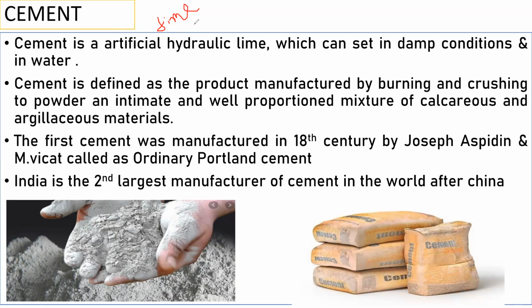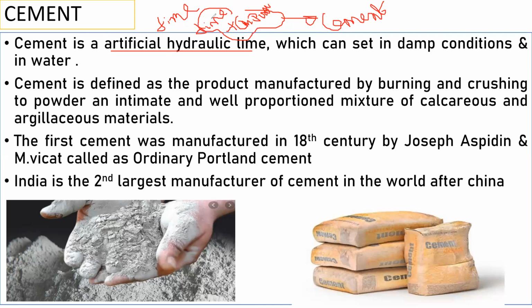In that, we make use of lime anyhow. We are going to make use of lime in the cement, along with which we add certain impurities. As a result, the quick setting of the lime happens. So that is the reason I have written it here: cement is an artificial hydraulic lime, but artificially we add some impurities into the lime. So lime plus impurities, if you make it, this becomes my cement. Cement is an artificial hydraulic lime which can set in damp conditions and also underwater.